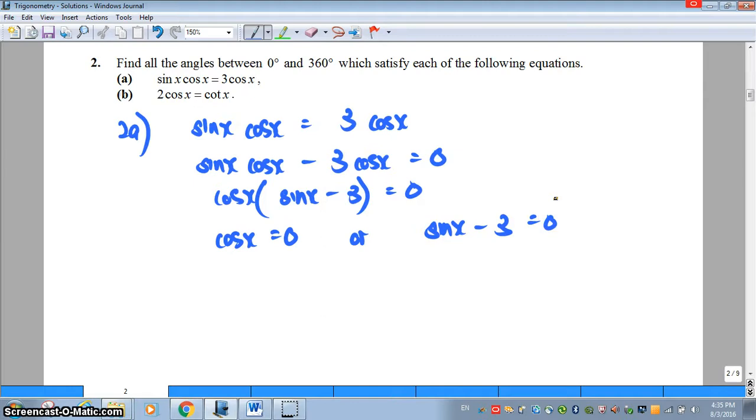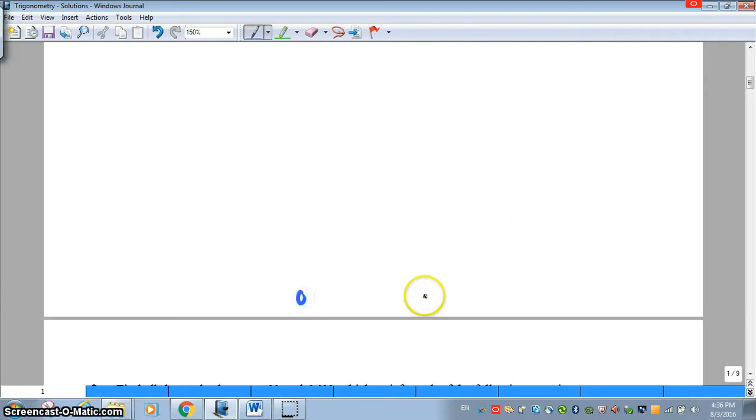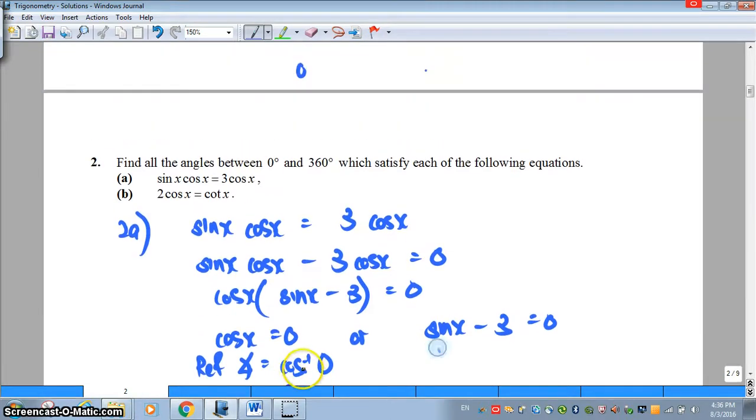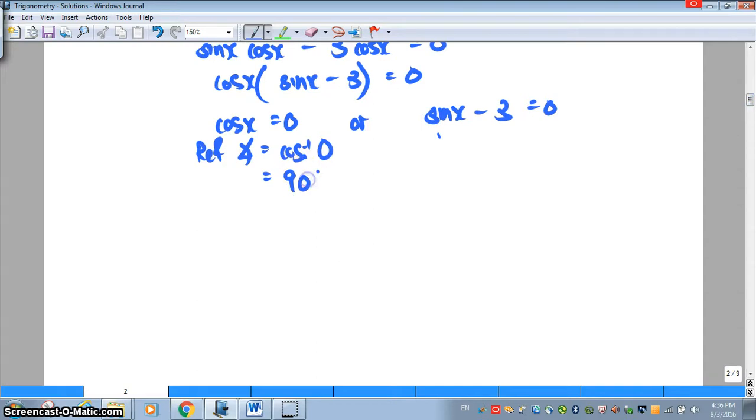So in this case, let's solve for it independently. Please finish solving for cosine x first. First thing, find the reference angle. In this case it will be cosine inverse of 0 and you will get 90 degrees. So in this case, what does this tell you? Alright, 0 is a neutral number. It can be both positive and negative. Let's just assume that 0 is a positive value.